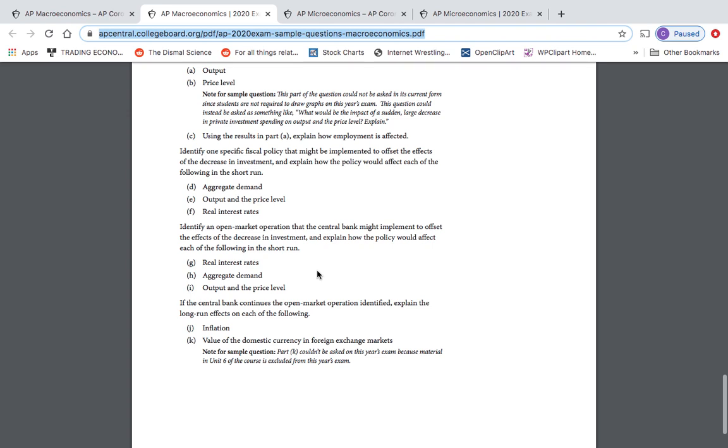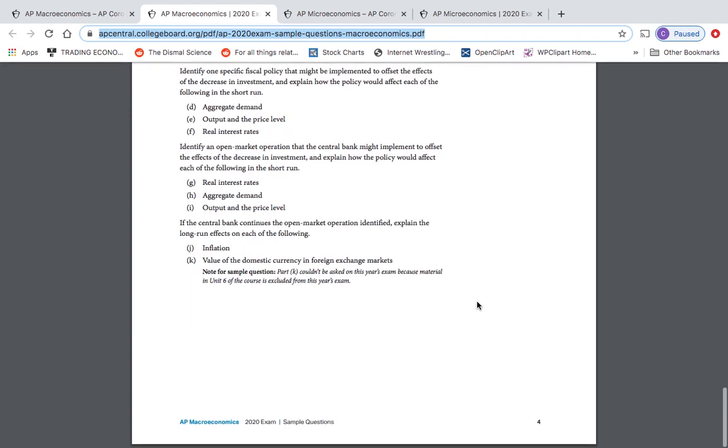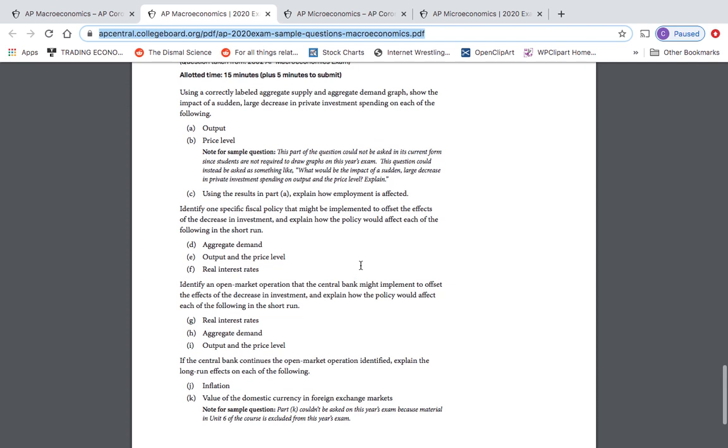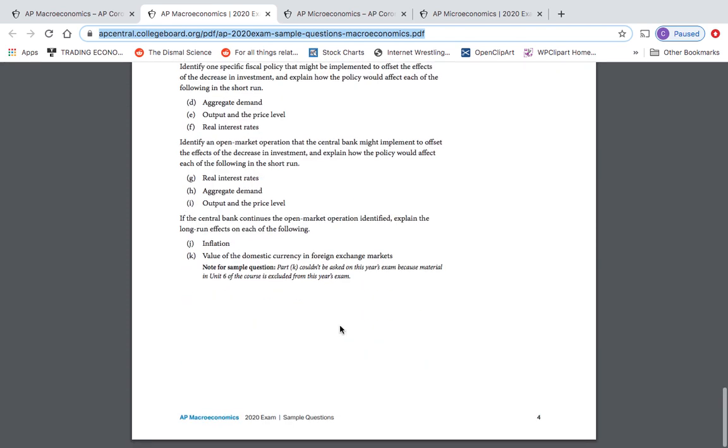Couldn't be asked on this year's exam. No Unit 6, but you do know it. That's kind of cool. I have a feeling that they want you to say, based on the change in the interest rate, how does that affect foreign demand for the country's assets? But no worries. All right, so that is the 2020 exam format.